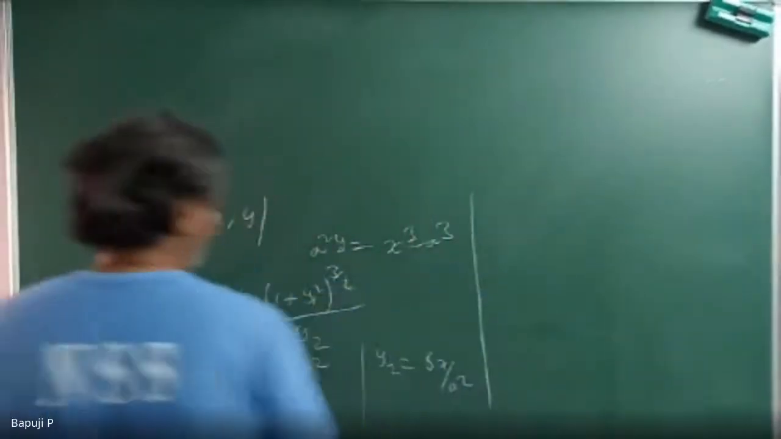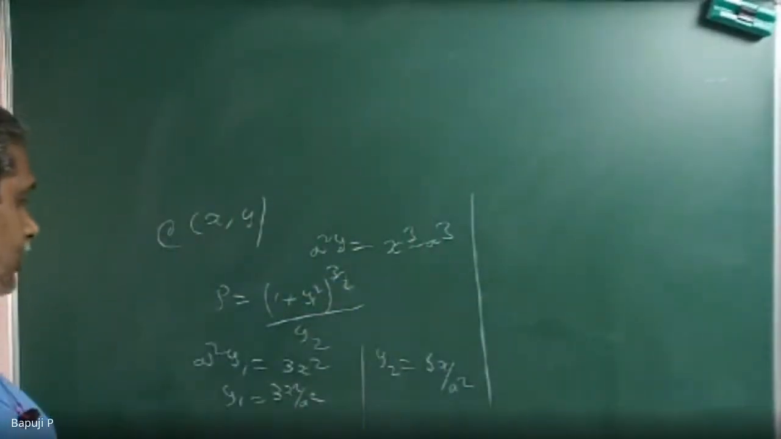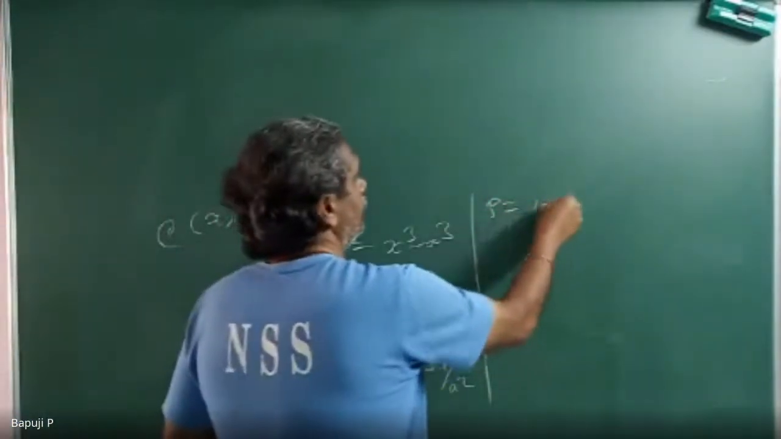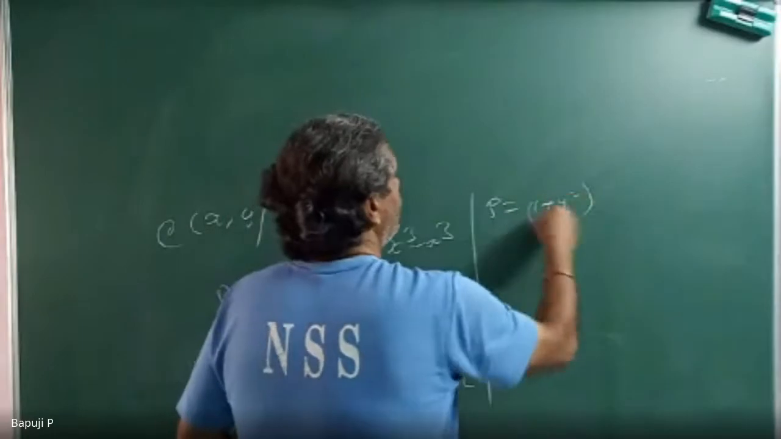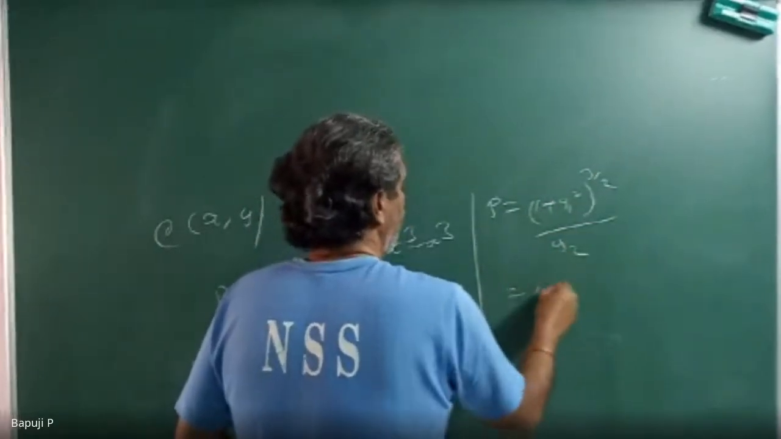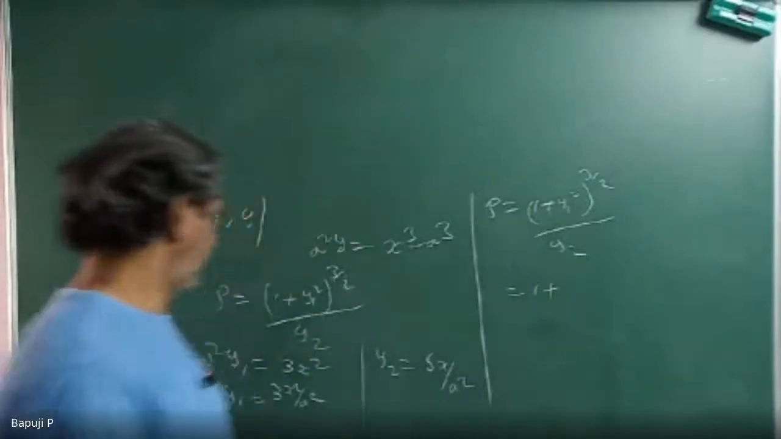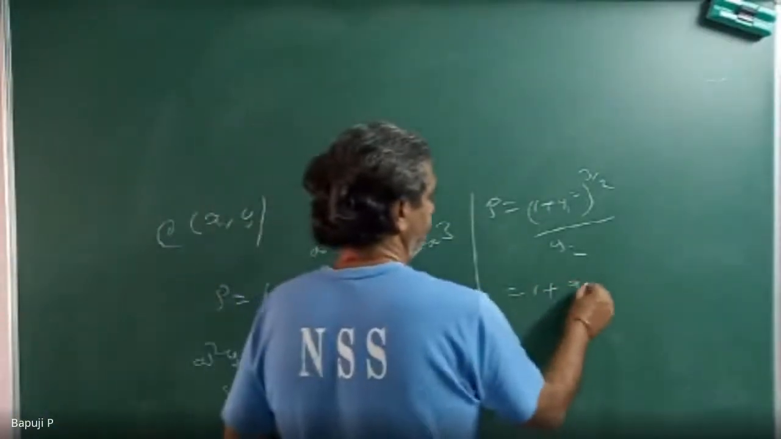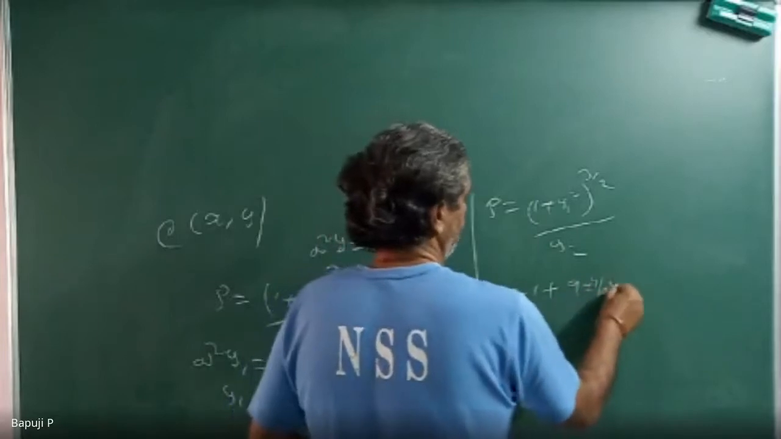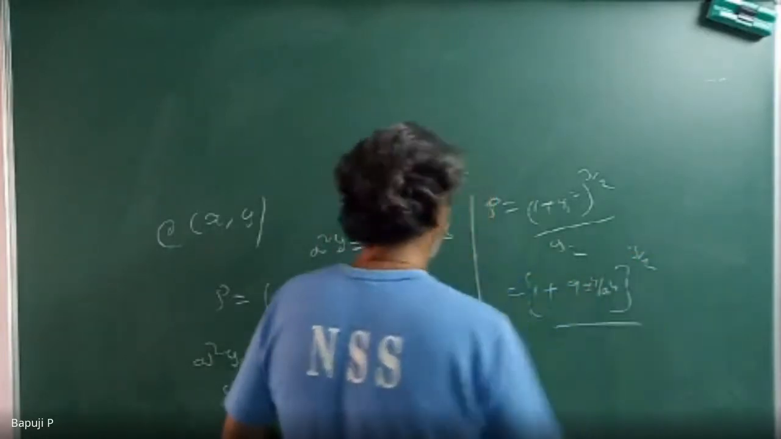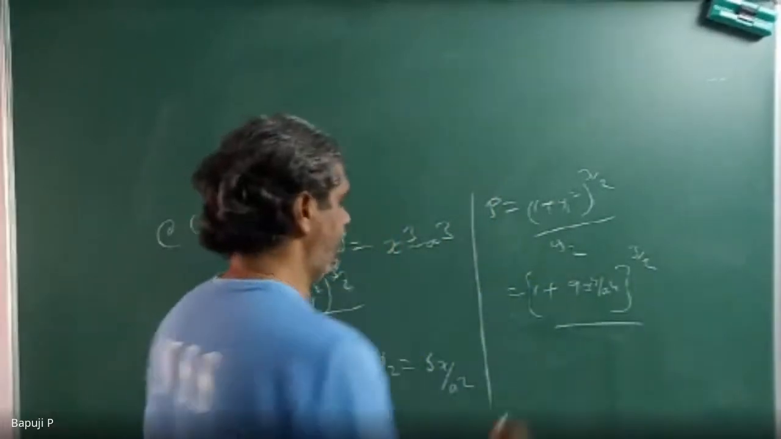So y1, then y2. Go back and substitute it. Rho is equal to 1 plus y1 square whole power 3 by 2 divided by y2. 1 plus y1 square is what? 9x to the power of 4 by a to the power of 4, whole power 3 by 2 divided by y2, which is 6x by a square.